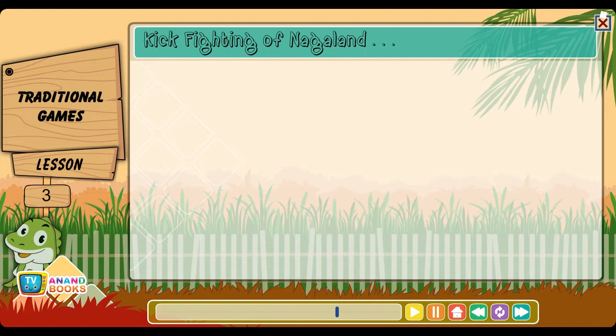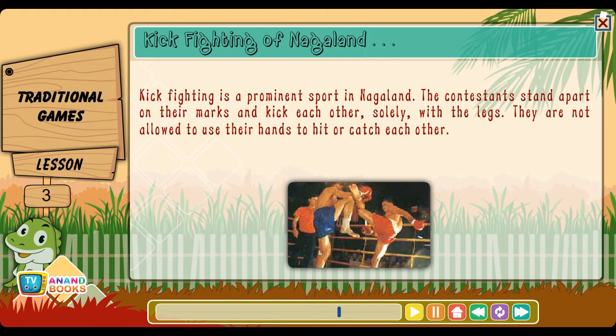Kick fighting of Nagaland. Kick fighting is a prominent sport in Nagaland. The contestants stand apart on their marks and kick each other solely with the legs. They are not allowed to use their hands or hit or catch each other.